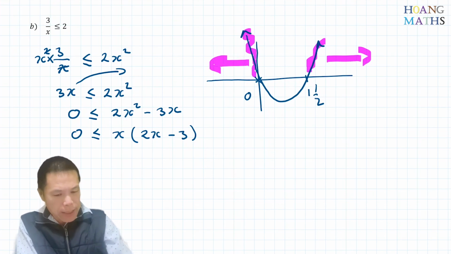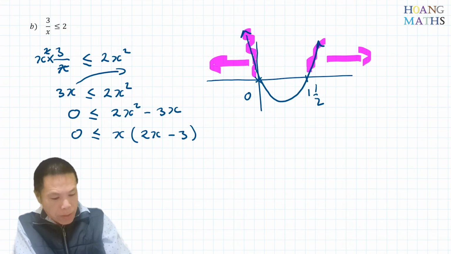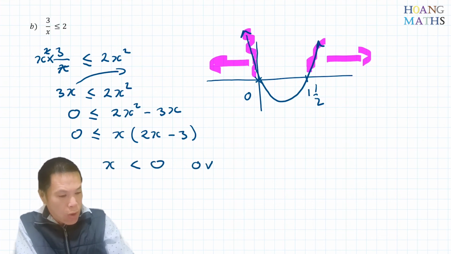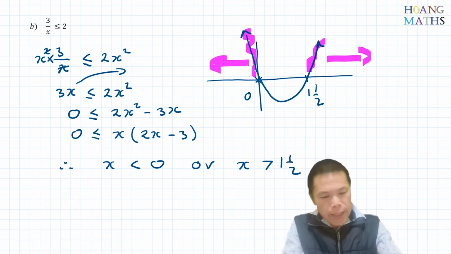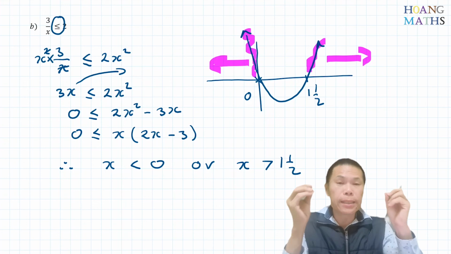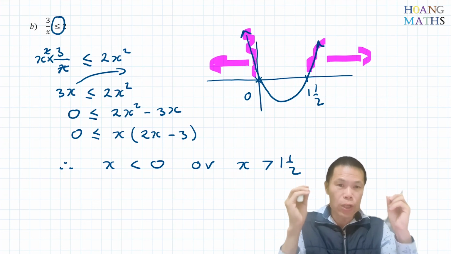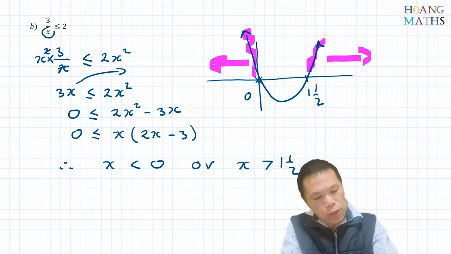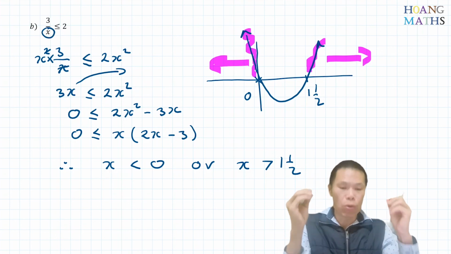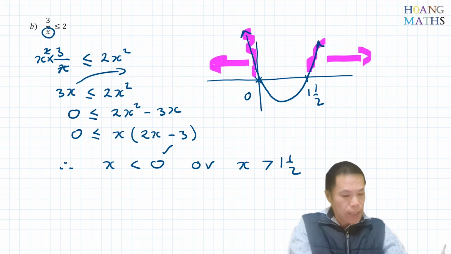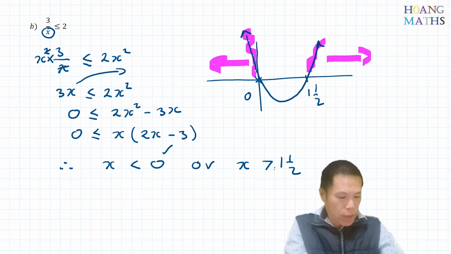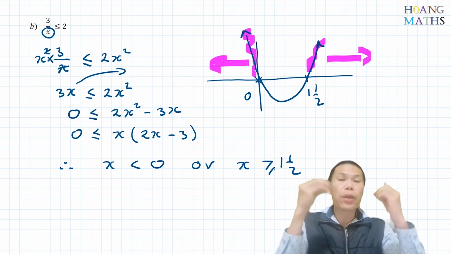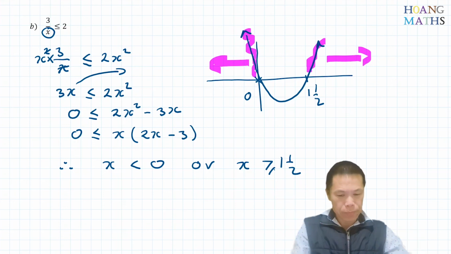So now my answer is, therefore, x is less than 0 or x is greater than 1.5. But then remember we have a less than or equal. So therefore the answer should have an equal sign as well, okay? But remember, x cannot be equal to 0 because you cannot divide by 0. So this one is correct. So therefore this one here, we need to put an equal sign. There you go. This is the answer.